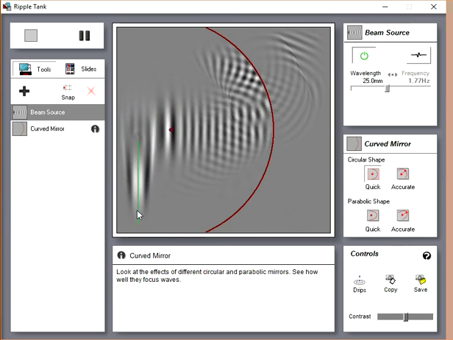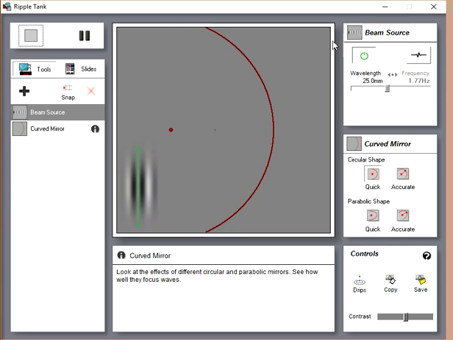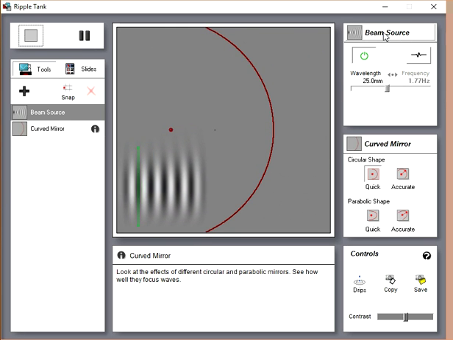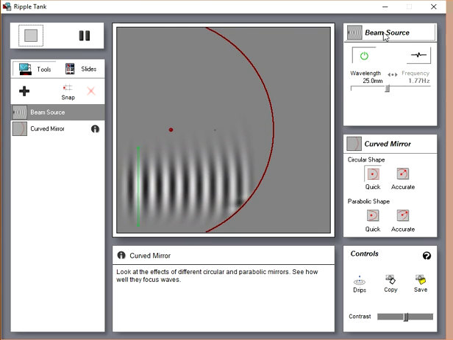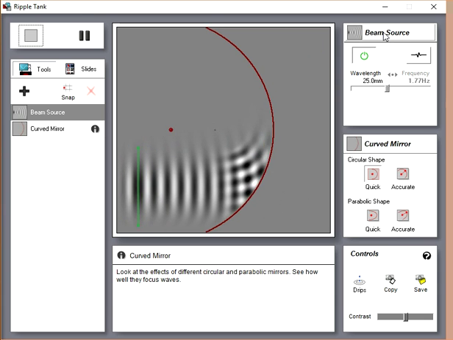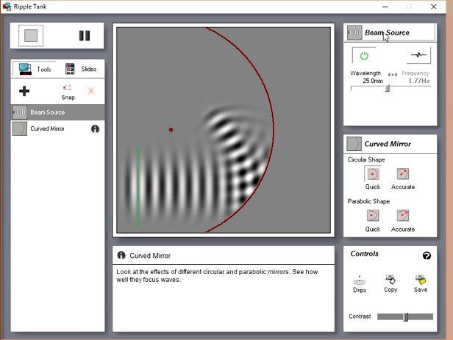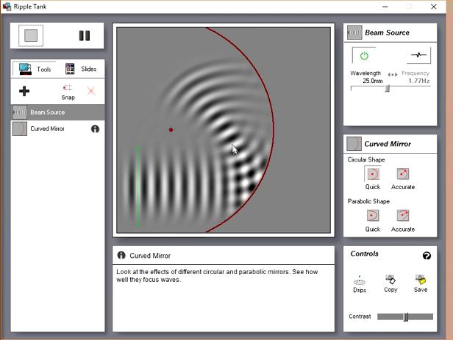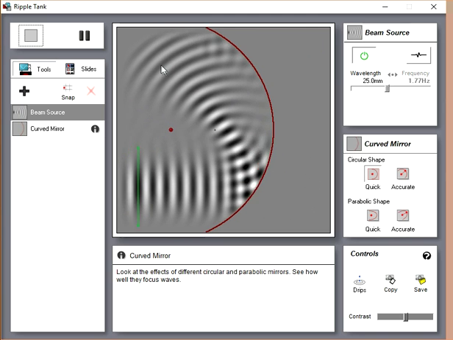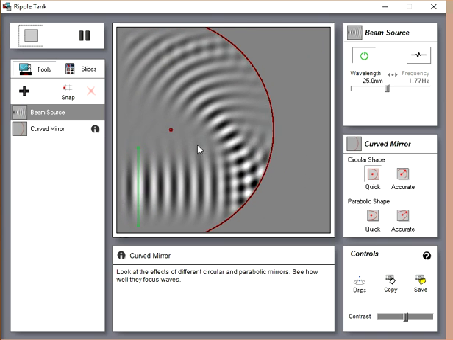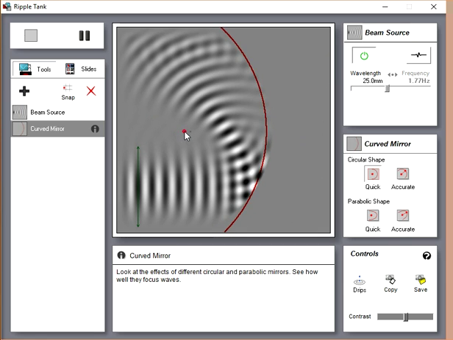This is showing curved mirrors. The little grey dot shows the focal point. The beam is focused and passes through the focal point. And you can see what happens when you adjust the focal point.